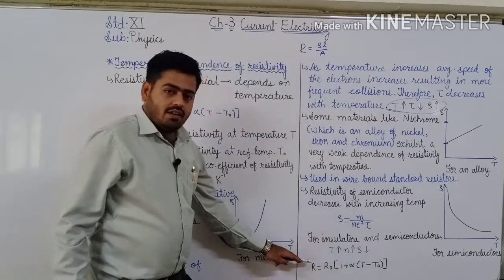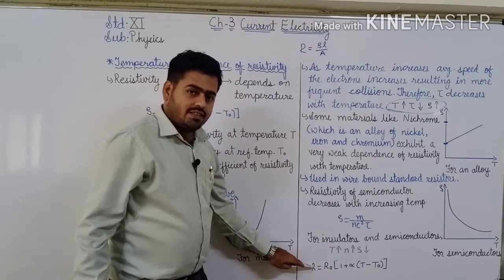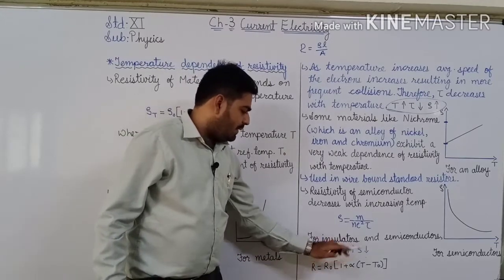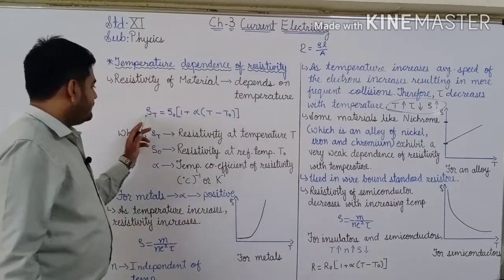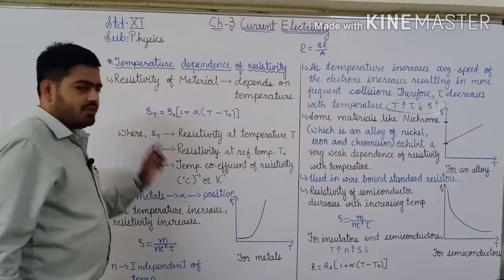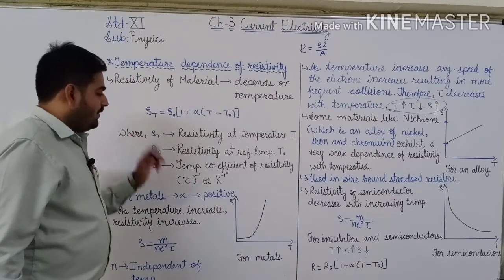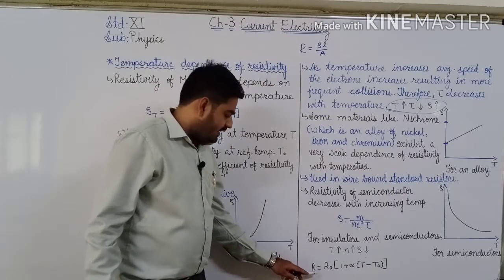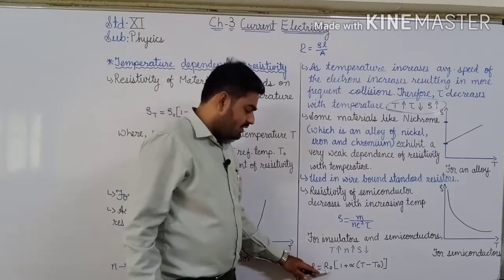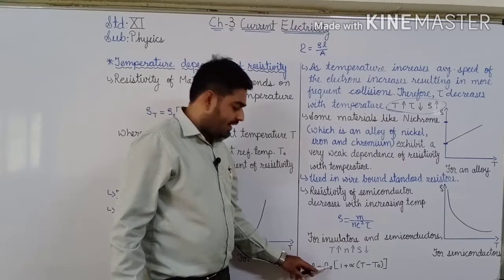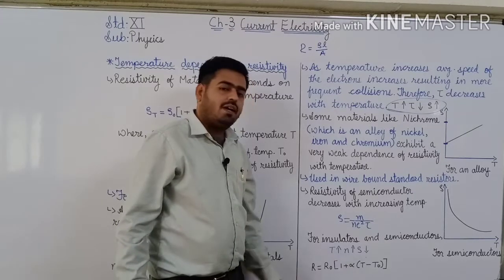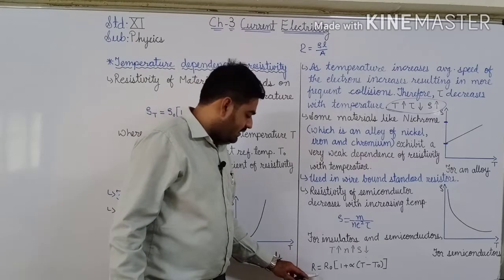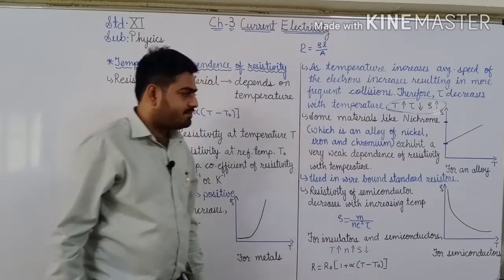So the equation of resistance in terms of temperature is R is equal to R naught 1 plus alpha T minus T naught, because R is directly proportional to rho. Therefore the value of resistance at any temperature T is R. What is R naught? That is the value of resistance at any reference temperature T naught. What is alpha? That is the temperature coefficient. So this is the relation between resistance and temperature.